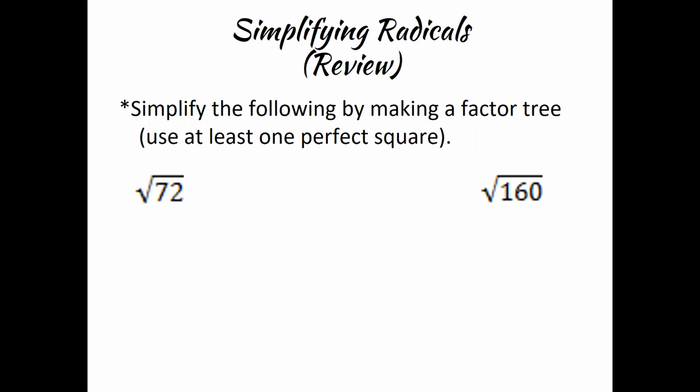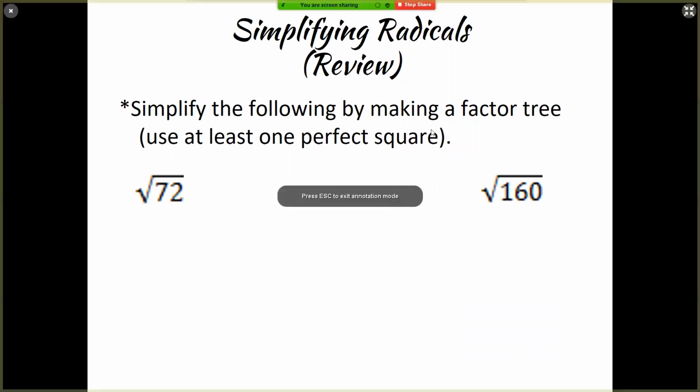First thing we're going to do is a quick review of simplifying radicals. We're going to simplify the following by making factor trees. We want to use at least one perfect square. Over here to the left, I'm going to make a list of our perfect squares. To find your list of perfect squares, you're just going to start at 1 and start squaring every number. So 1 squared is 1.